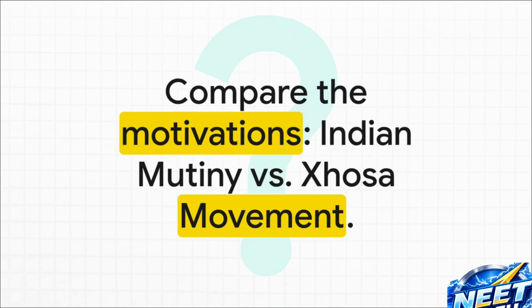The Xhosa cattle killing movement was completely different. It was a spiritual and prophetic movement. Facing disease and losing their land, the Xhosa people followed a prophecy that said if they destroyed their own wealth, their cattle and crops, their ancestors would rise up and sweep the Europeans into the sea. So one was a fight for political power, the other was a spiritual act of desperation. Understanding that difference is huge.